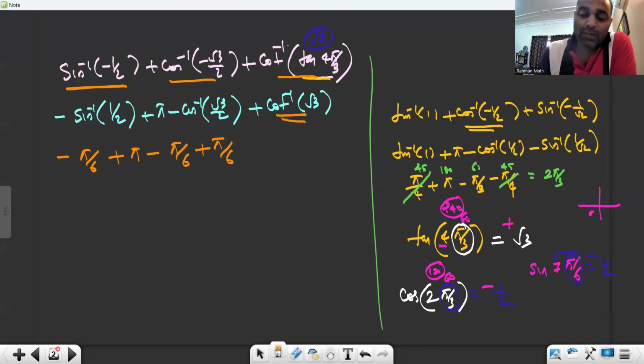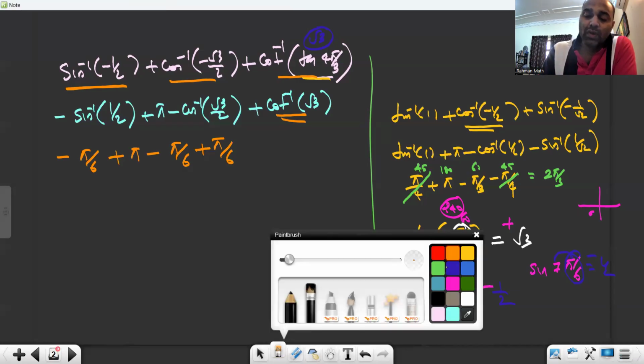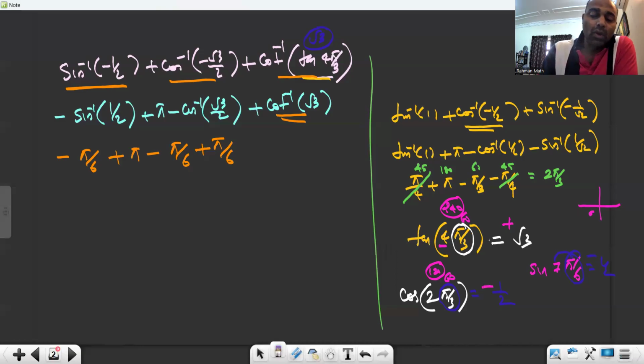If anybody has a problem, let me know. Cot what is root 3? Lower grade topics you should know very well, otherwise it will be a problem. Cot 30 only is root 3. Now please, if there is any mistake from my side also, you have to tell. This and this are gone. So pi minus pi by 6.